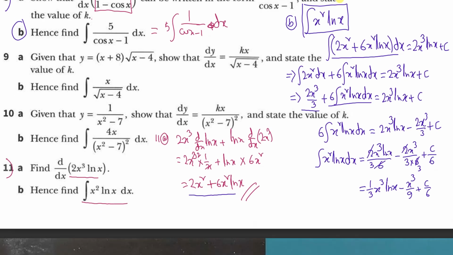And the interesting matter is we can remove this c by 6. This is also another constant. By writing like this, 1 by 3 x cube ln x minus x cube by 9, we can write here plus k.